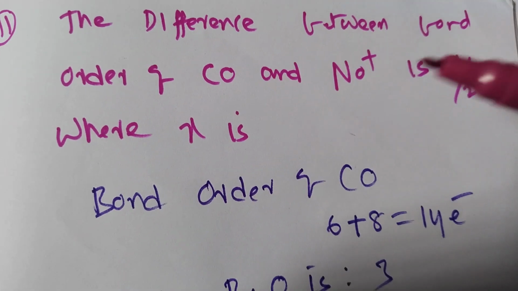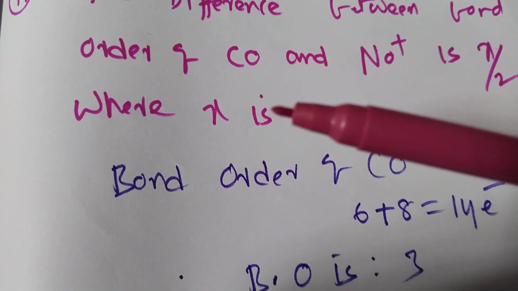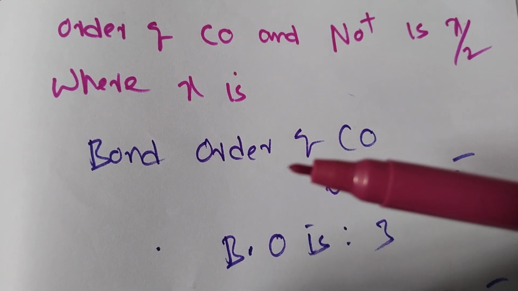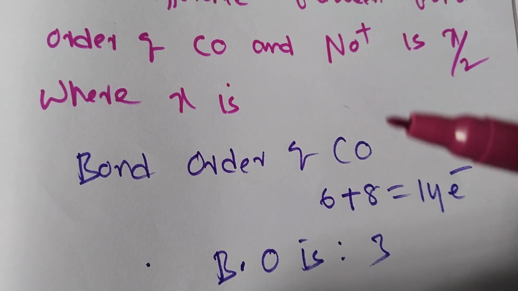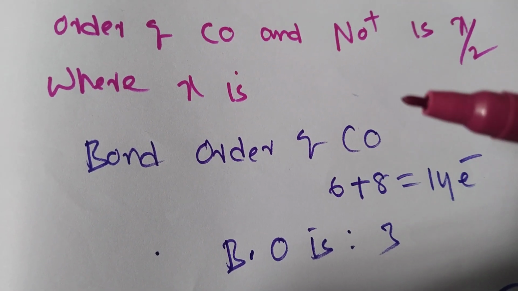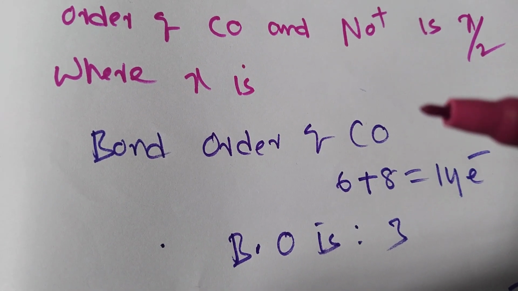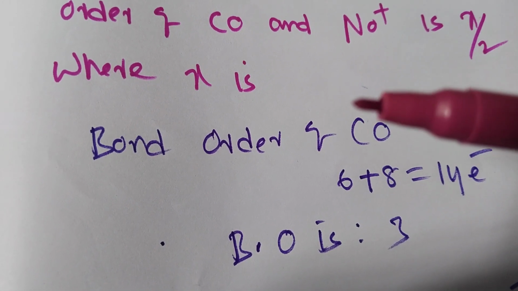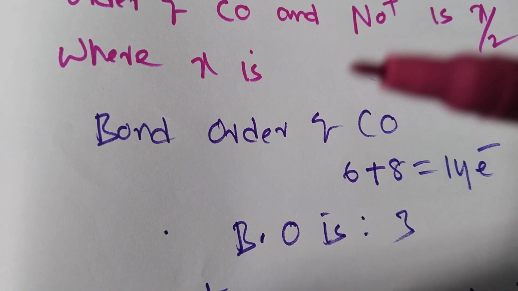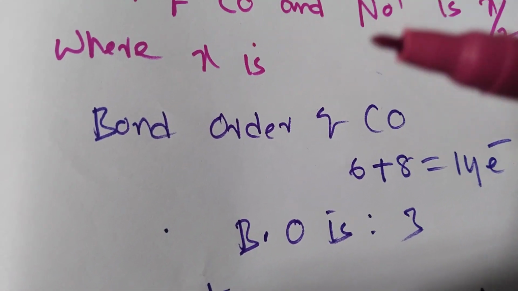The difference between the bond order of CO and NO+ is X by 2, where X is... the bond order of CO. What is the bond order? The number of bonding electrons minus the number of anti-bonding electrons, upon 2. According to the molecular orbital energy diagram, we can know the number of bonding electrons and the number of anti-bonding electrons. Then we can calculate the bond order.